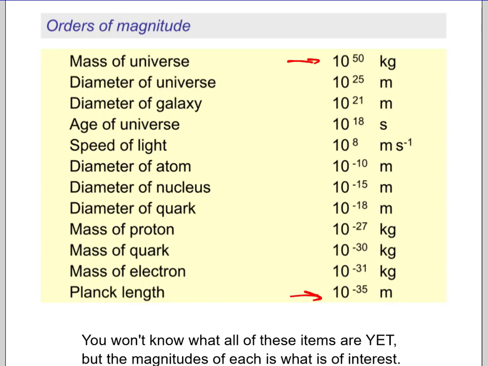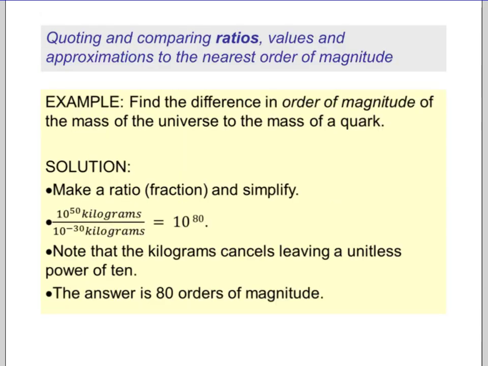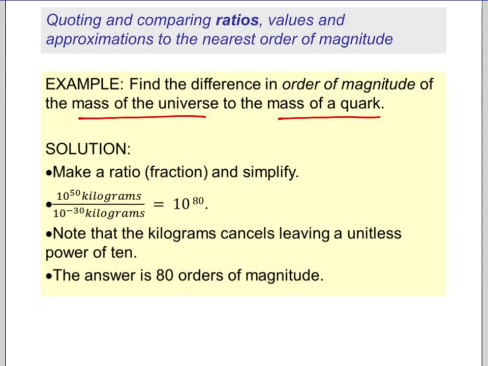Again, numbers that are beyond human comprehension. In your mind, we just work with them. Now, an order of magnitude is when we set up a ratio and we put one over top of the other. So if we're looking at something like this, find the difference in the order of magnitude of the mass of the universe to the mass of a quark. And you don't need to know what a quark is just yet. We'll get to that. It's just a really small particle for now.